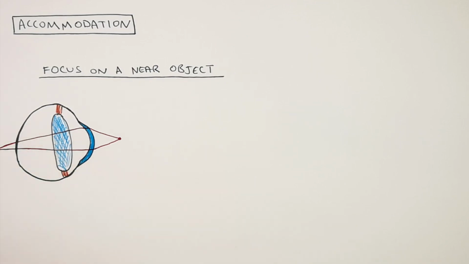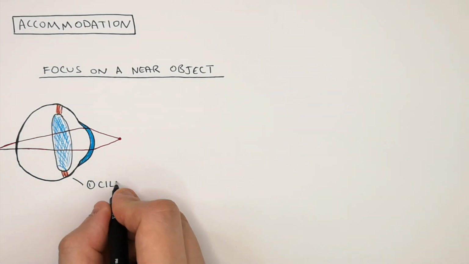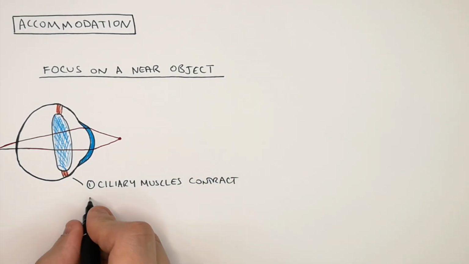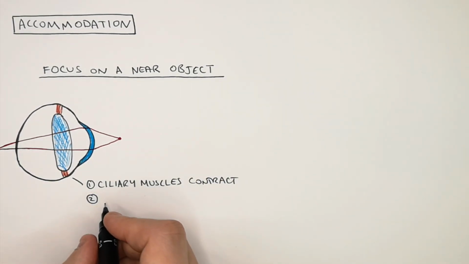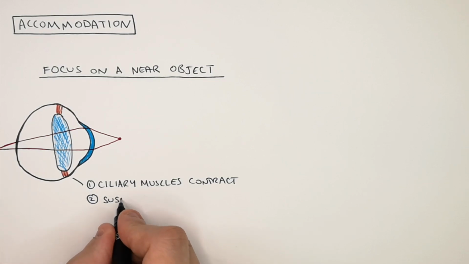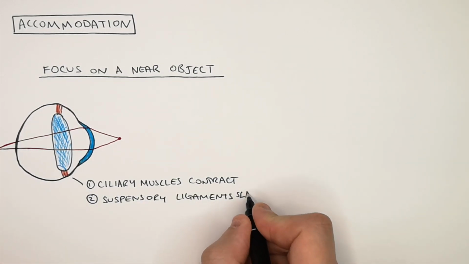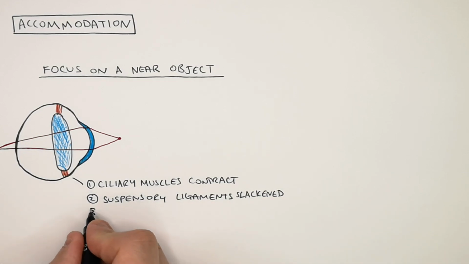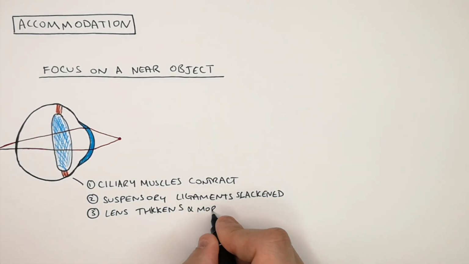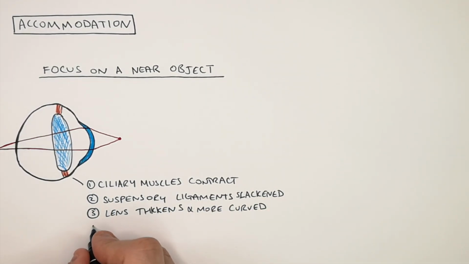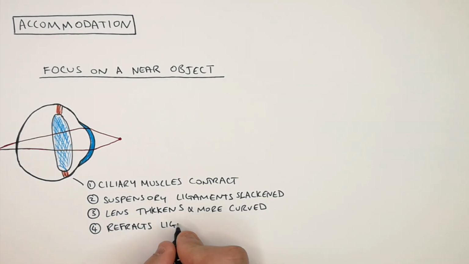But how does the eye change to focus the light onto the retina? Well, firstly, what happens is the ciliary muscles contract. So the ciliary muscles that connect the suspensory ligaments contract. So the suspensory ligaments are then slackened or loosened. Then the lens thickens and becomes more curved, which means that the lens is going to refract light more.